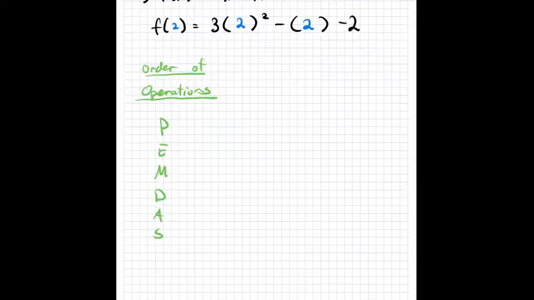The P stands for parentheses. That means if we have any grouping symbols, we address those first, tackling them from the innermost nested set of parentheses and working our way out. After parentheses, we address any exponents. In our example, we introduced these parentheses, but within them there's nothing to simplify, so we go to the second step, which is exponents. That's why I was squaring this first before multiplying by 3, because of this order of operations.